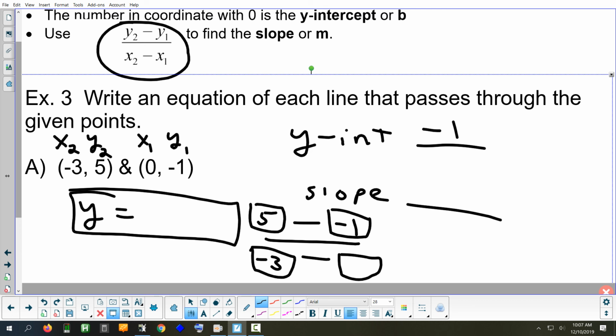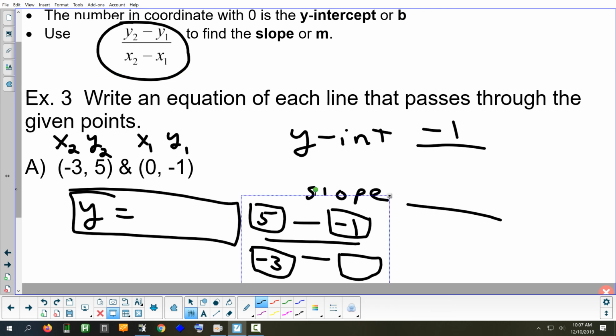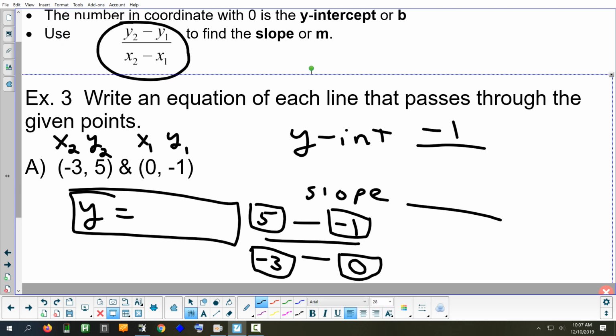And how about John, the box in the lower right? That would be x1, which in our case is 0. Okay. Simplify that, and then we'll have our slope. We can write the answer.